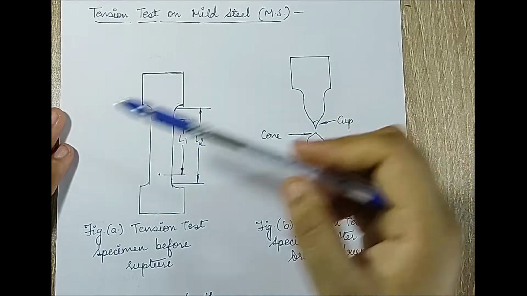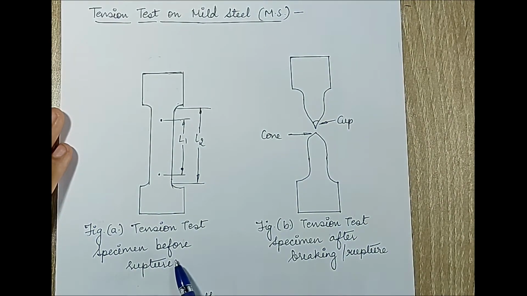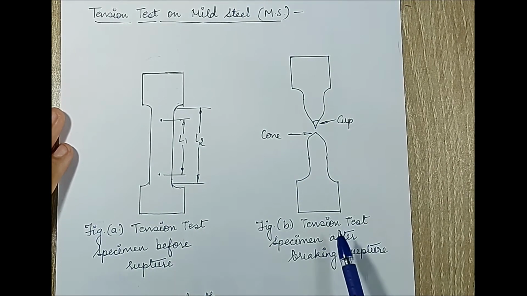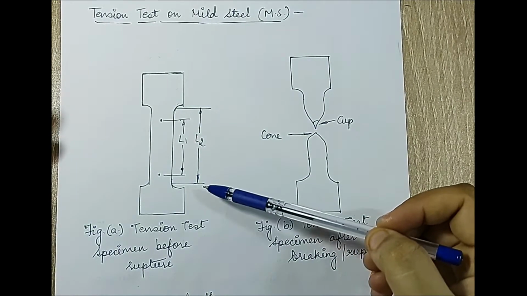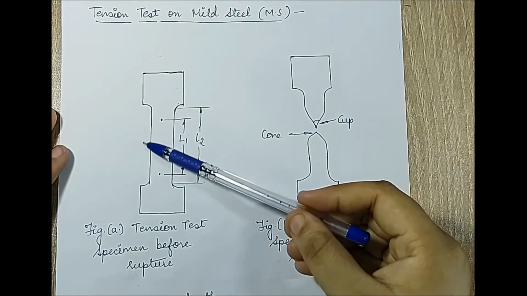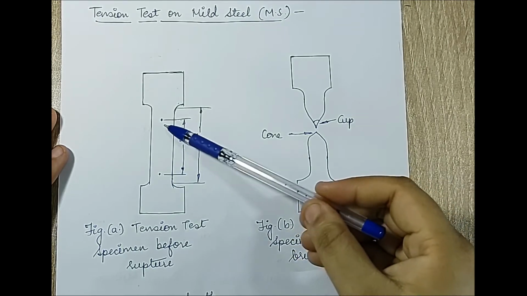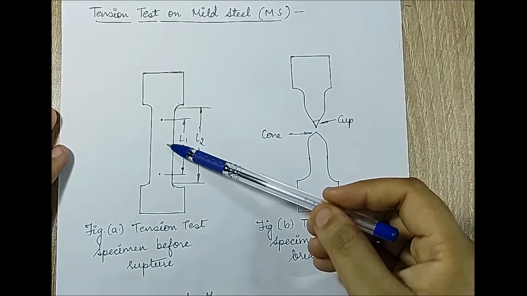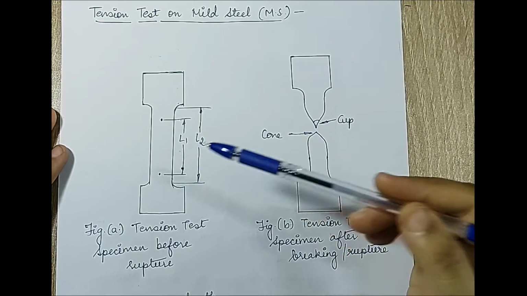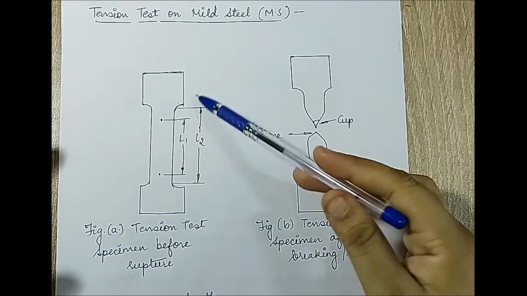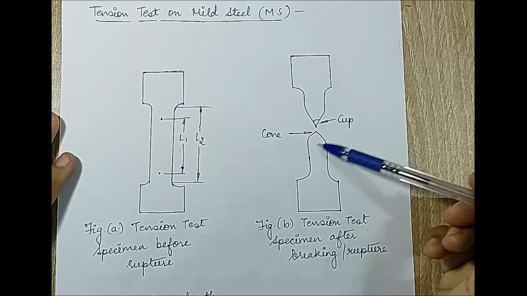such that the specimen breaks after a period of time. So this is the specimen before rupture, and after you apply the load you will see a particular pattern of material structure change in the gauge length zone, and after a period of time the material is not able to bear the load you apply from both the ends, and so it will rupture and break.